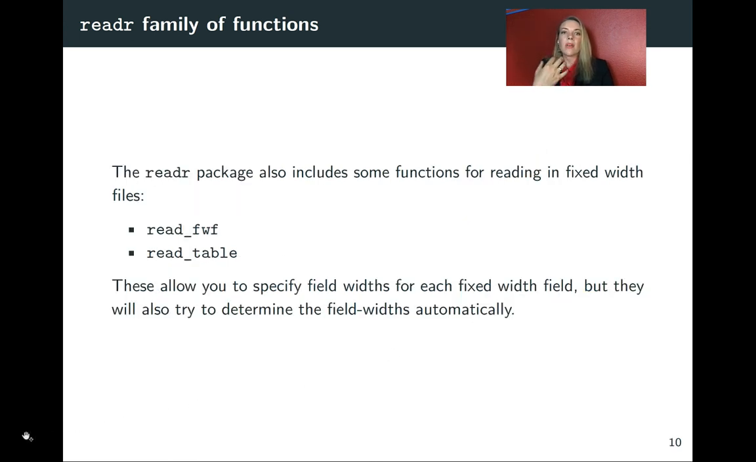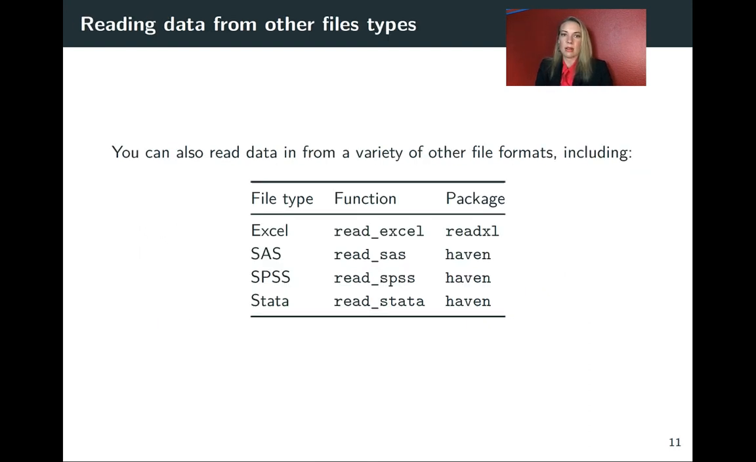If you have data in a fixed width format, you can read that in with read underscore FWF and read underscore table. These let you specify the widths for each of the fields. So in other words, how many spaces you should count across for the first column, and then how many for the second column, and so on. Some of these will try to guess those when you read in a file, and sometimes that works and sometimes it doesn't, but you can always specify it by hand when you read in data that way.